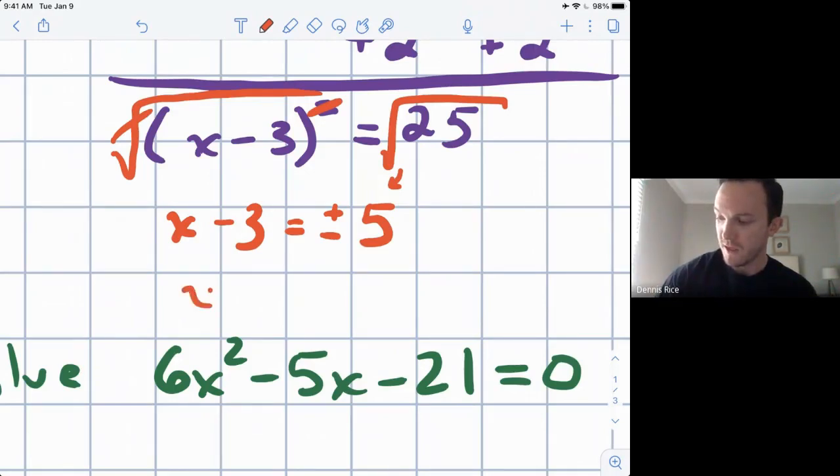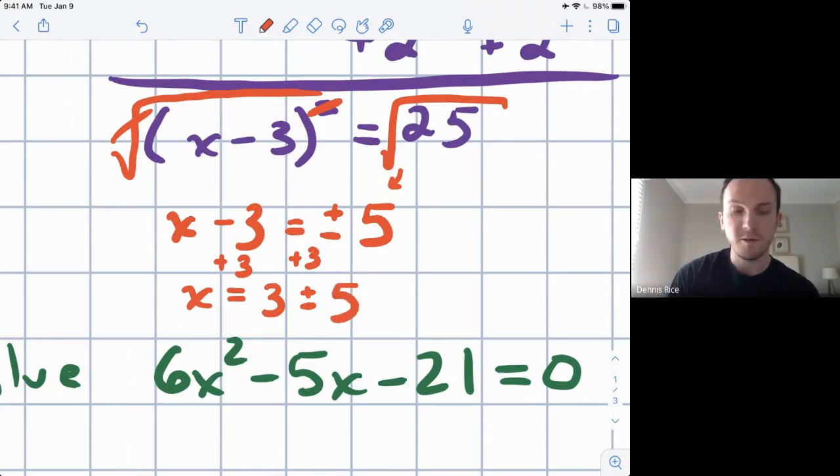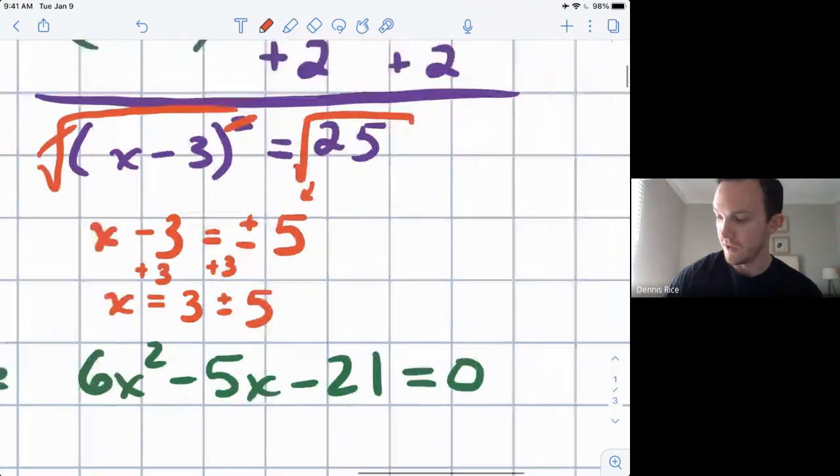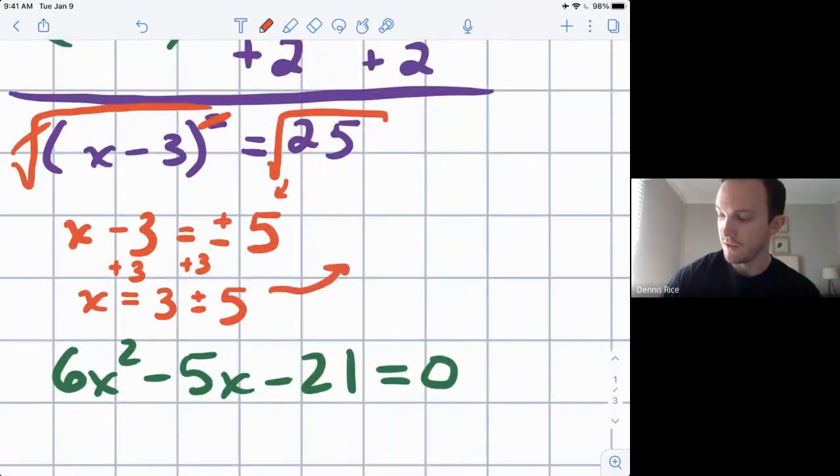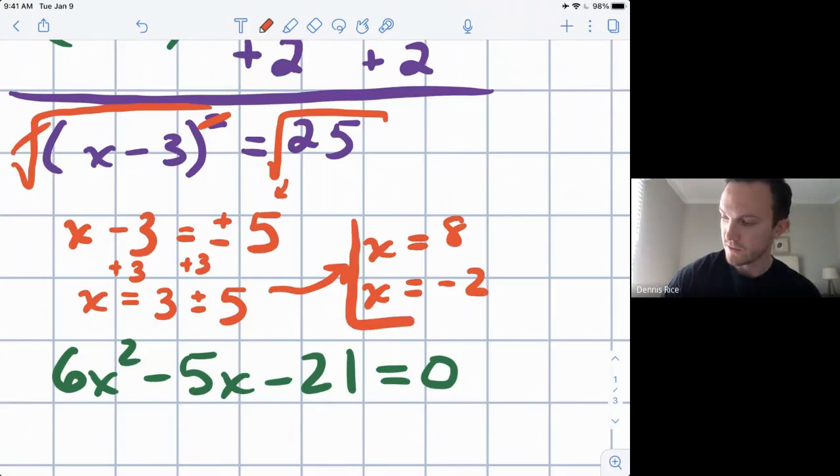What I'm going to do now is add 3. And I like to sandwich the plus and minus symbol in the middle. It looks a little weird otherwise. And you don't want to leave your answer like that. You want to actually write down the 2 solutions you get. So one solution would be 3 plus 5, or 8. And the other solution would be 3 minus 5, or negative 2. And those are our answers.